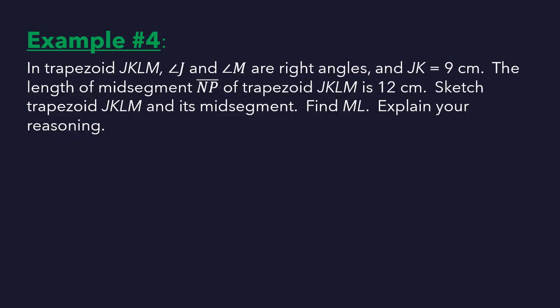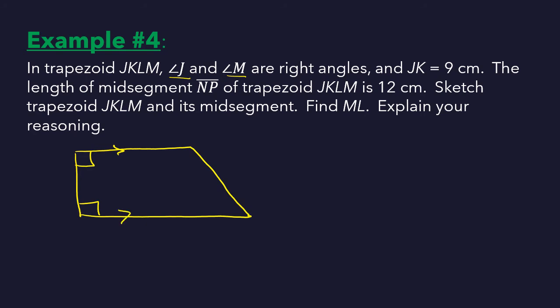All right, moving on to example 4. We have trapezoid JKLM. J and M are right angles. So if I draw a trapezoid with 2 right angles, this side is going to be parallel to this side. It says J and M are my right angles, and since my trapezoid is JKLM, K and L have to go there and there. It says that JK is 9 centimeters. We have a midsegment NP, so here's my midsegment, and they tell us the midsegment is 12 centimeters.